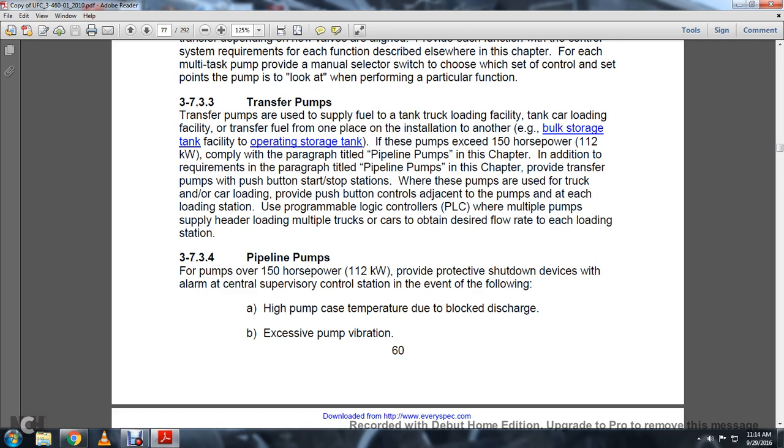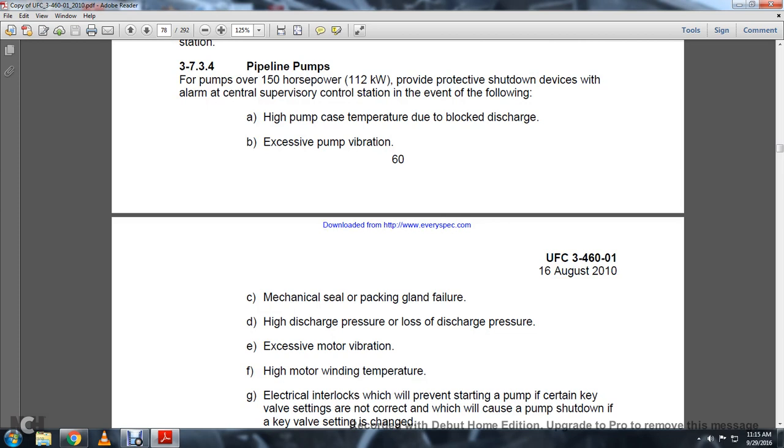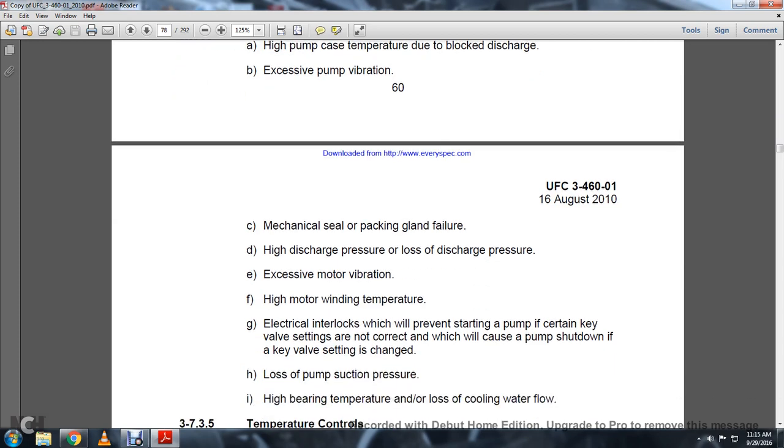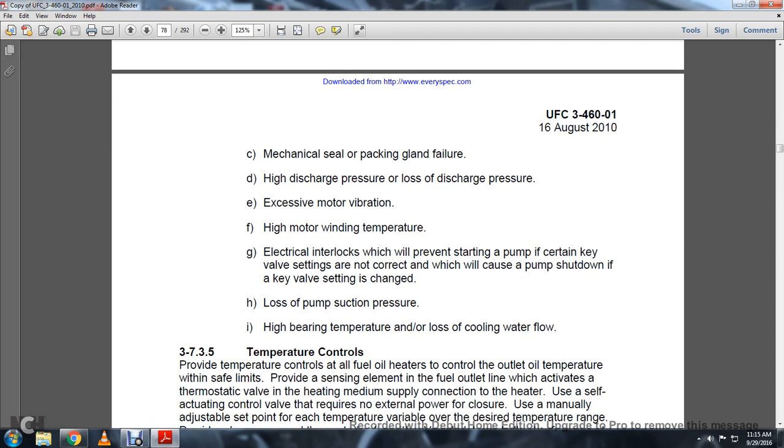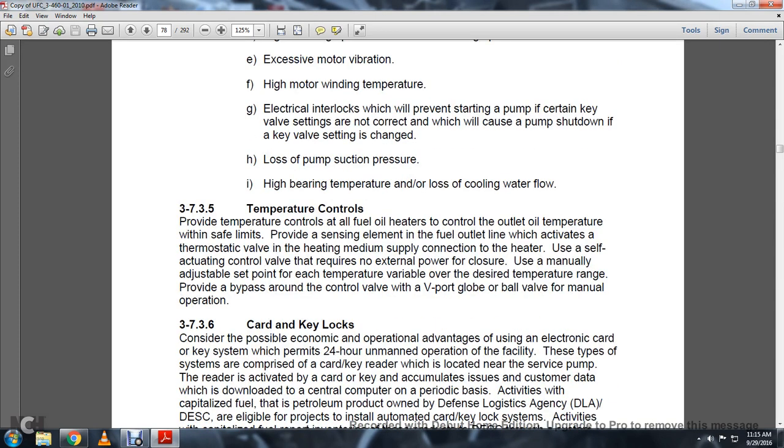in the event of the following: high pump case temperature due to blocked discharge, excessive pump vibration, mechanical seal or packing gland failure, high discharge pressure and loss of discharge pressure, excessive motor vibration, high motor winding temperature, electrical interlocks preventing the starting of the pump in certain key settings, and not corrected within the cause of the pump shutdown with the key valve setting change, loss of the pump suction pressure, high bearing temperature and/or loss of cooling water flow.